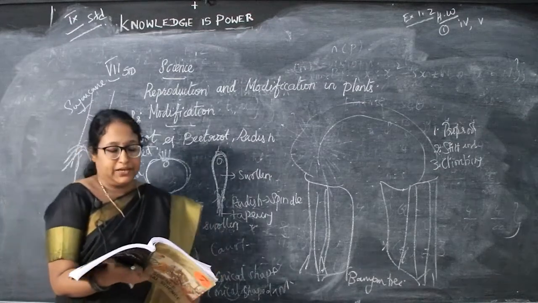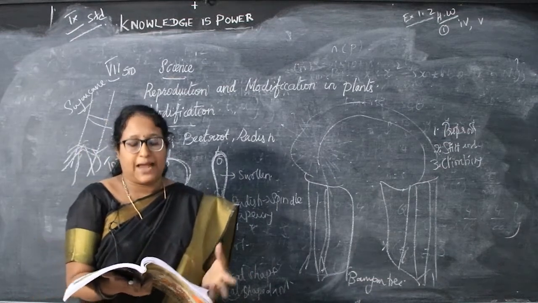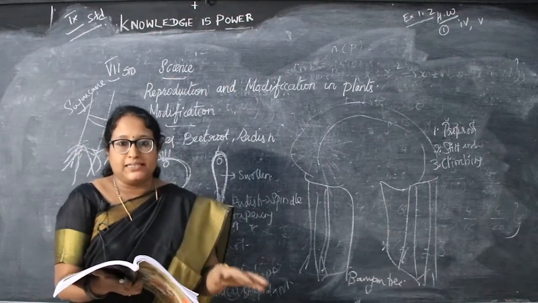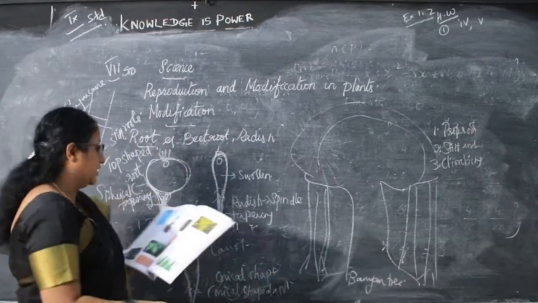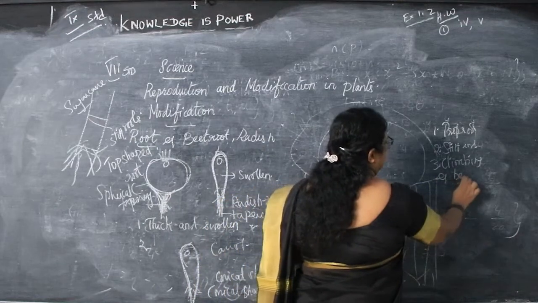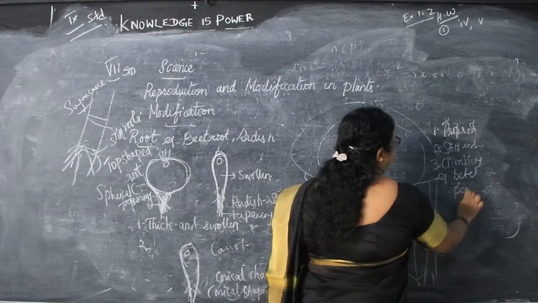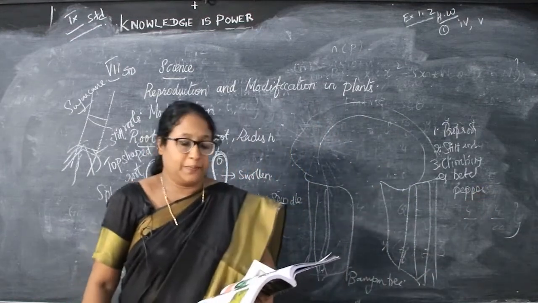Next is the climbing roots. In betel, betel and black pepper, nodes and internodes bear roots, which help in climbing. Next, I said climbing roots. The example for this is betel and black pepper. So here nodes and internodes help for climbing.